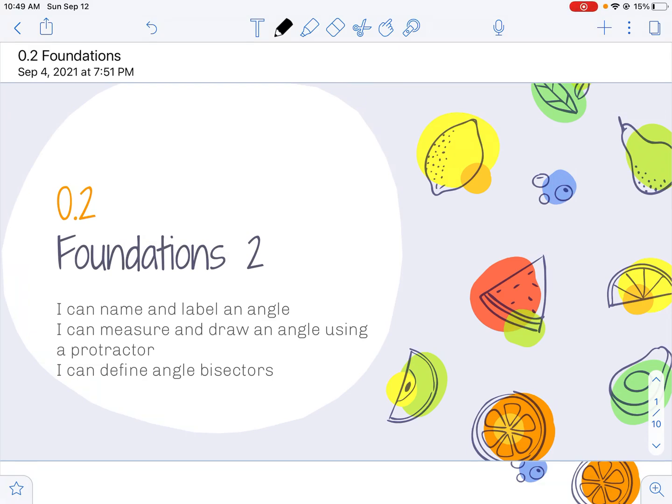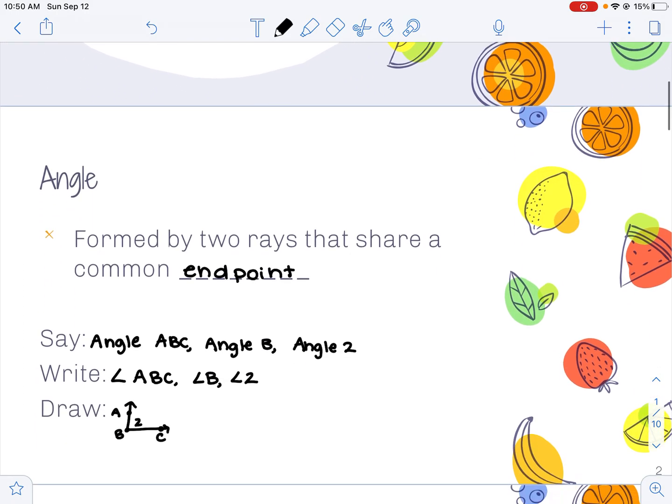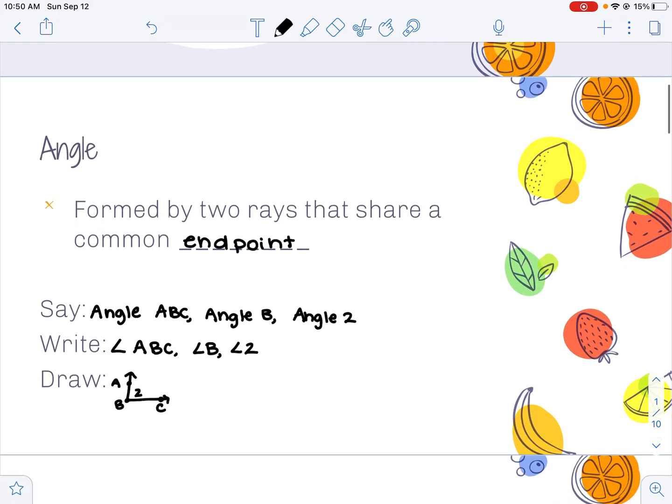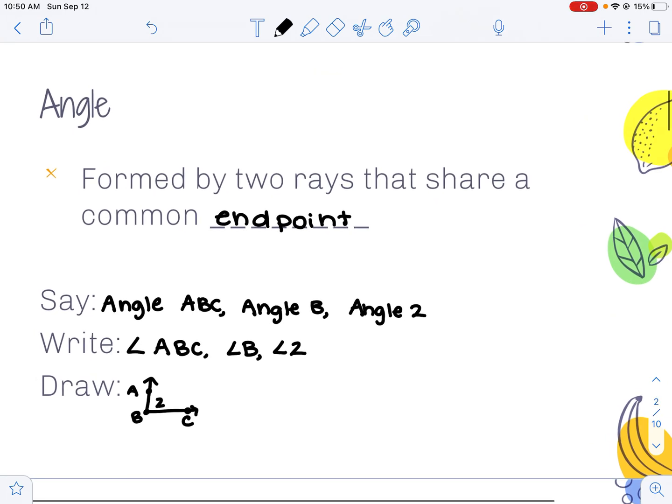On our second lesson, we're going to talk about angles a little bit more, and we touched on this in our first lesson, but today we're going to take it a little bit further and go into a little bit more detail on it. So as we learned in our last lesson, an angle is really just two rays that share an endpoint. And I can name it using any of the three letters.